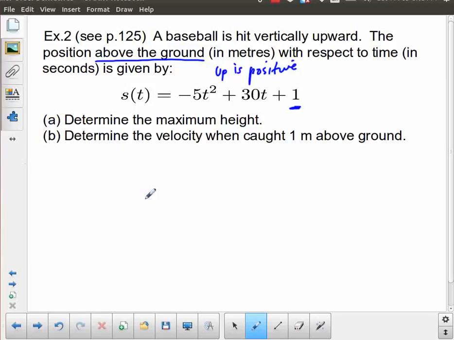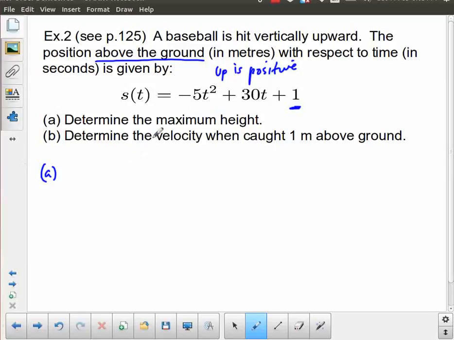Determine the maximum height. Now this is a quadratic. Technically, you could just go ahead and find the vertex of this quadratic, but that would defeat the purpose of what we're doing here. We're using a simple example, but I don't want you to go back to simple methods to do this. You can use those simple methods to verify your answer perhaps.